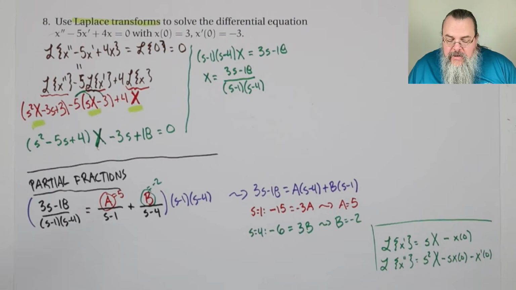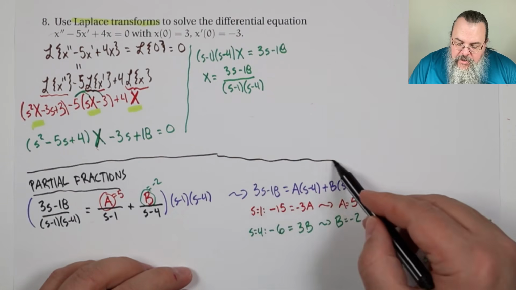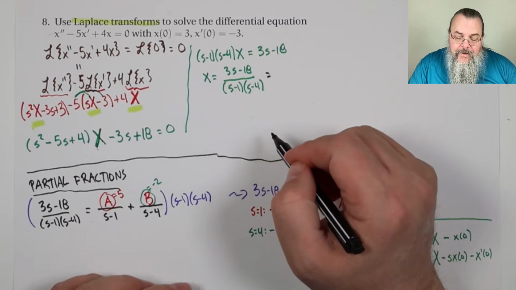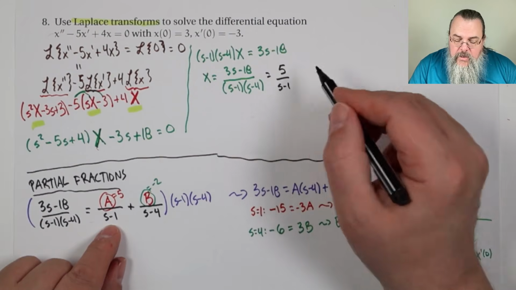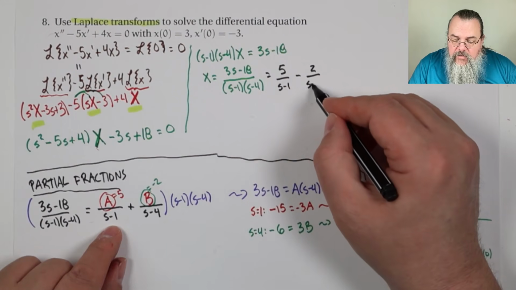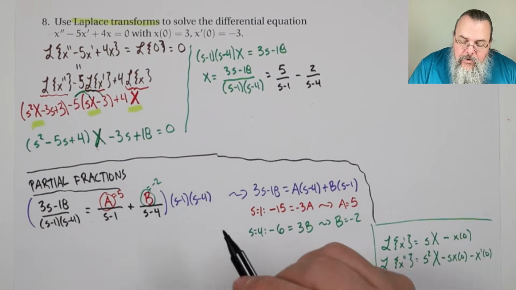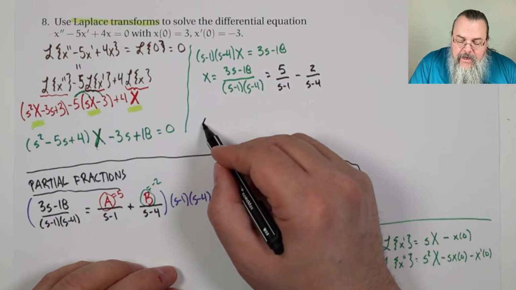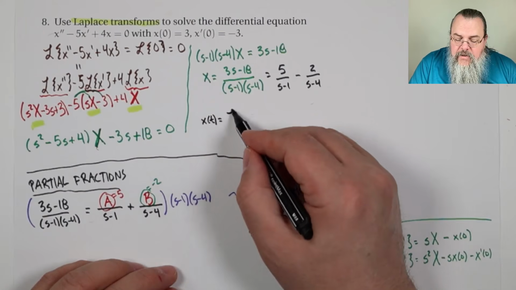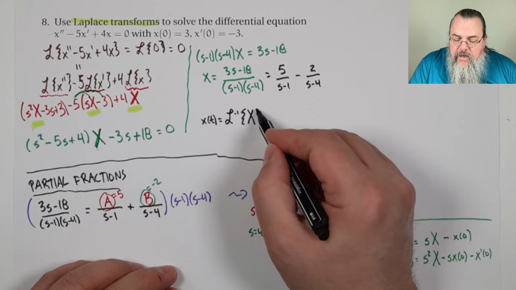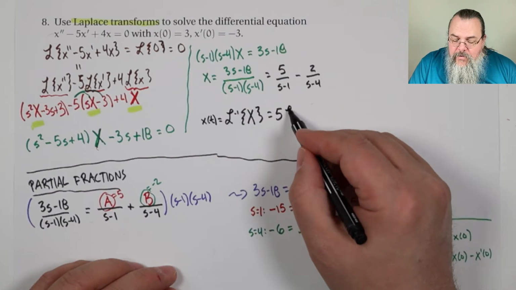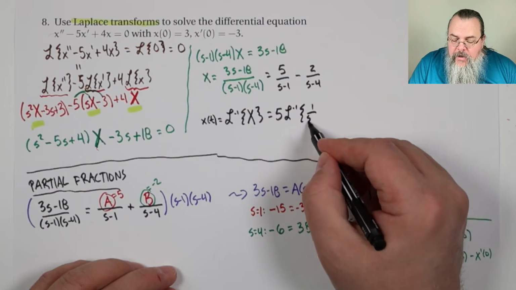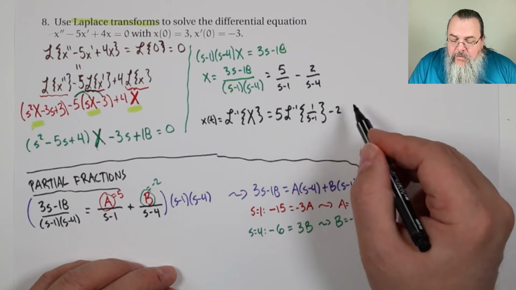So now we go back. We've done our partial fractions. We've done our algebra work. We use that to rewrite our expression. This is going to become 5 over s minus 1 minus 2 over s minus 4. And now our final answer, our x of t, our solution, that's the inverse Laplace of capital X. And so we're taking the inverse Laplace of this. And these are nice ones. We're like, wow, these are ones that we're using so often, we may even have them memorized.